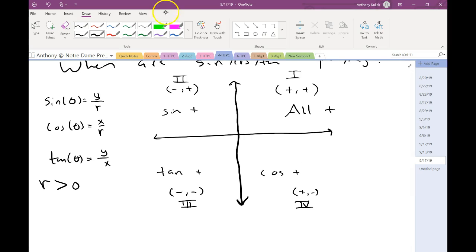So what I found here is that in the first quadrant, everything is positive. In the second quadrant, sine is positive, but cosine and tangent are negative. In the third quadrant, tangent is positive, but sine and cosine are negative. And in the fourth quadrant, cosine is positive, but sine and tangent are negative. The way that I remembered this is with the acronym, all silly turtles crawl.